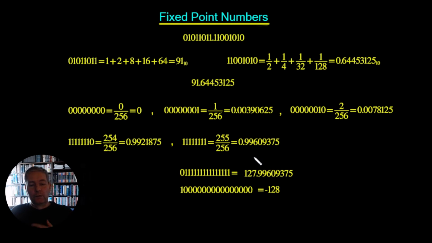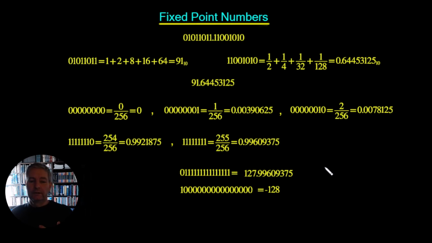Now, there's one other thing that we're going to look at, and that is the fact that we are using 2's complement. So we're not going to represent numbers from 0 up to approximately 256. Half the numbers are going to be negative and half the numbers are going to be positive. So this number here, for example, will give us the largest positive number, which will be 127.9960935. And this number here will give us the largest negative number, which will be -128. So this is our actual range of numbers.